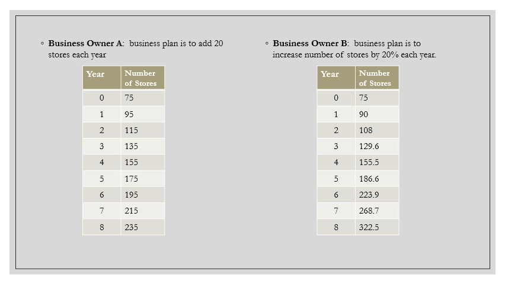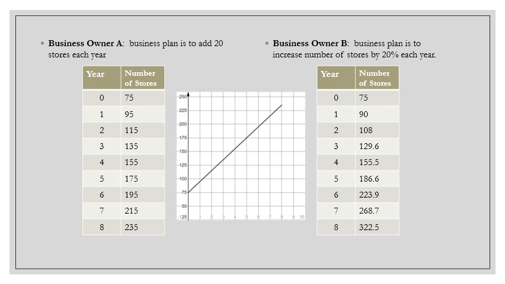So there's table B completed. Okay, business owner A. She was the one that just wanted to add 20 stores each year. So if we just keep adding 20, looking at rise over run, or y2 minus y1 over x2 minus x1, you will get that m is equal to 20. The y-intercept is 75. That's how many stores we're starting with.